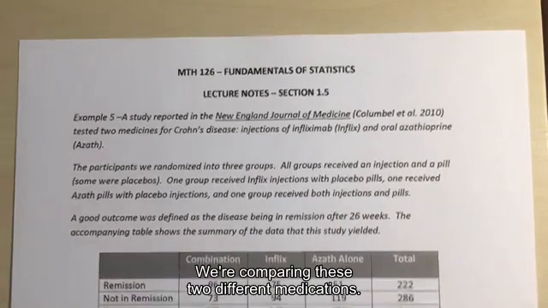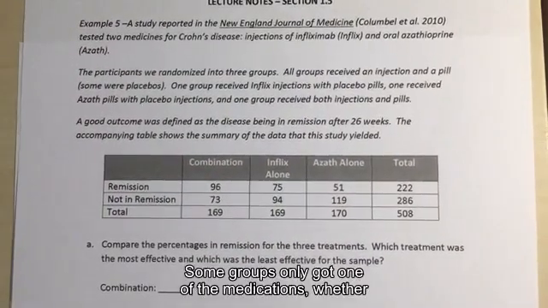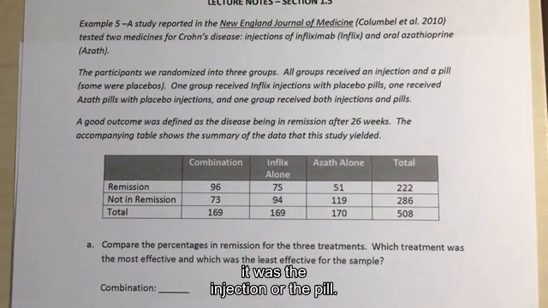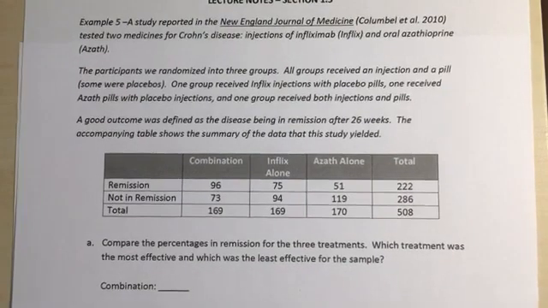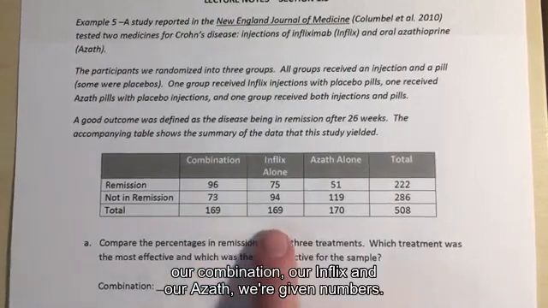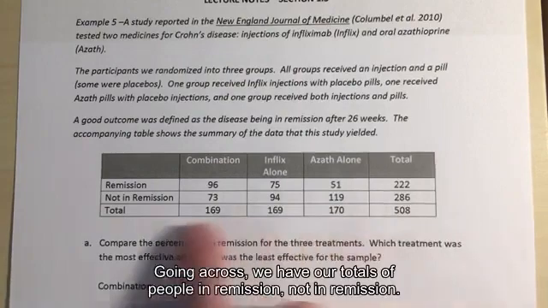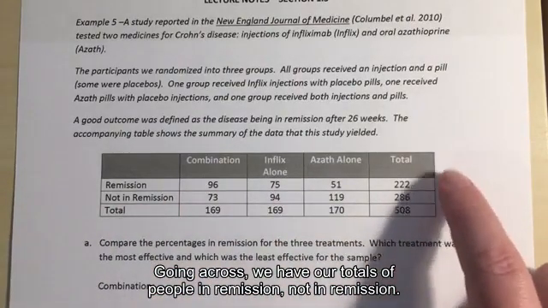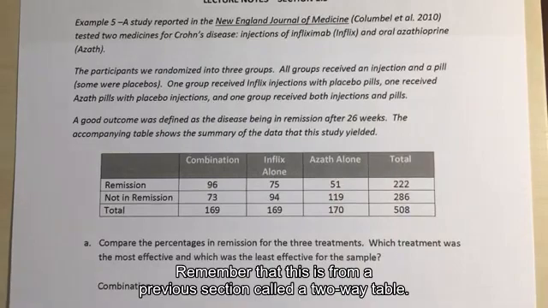So we're comparing these two different medications. Some groups only got one of the medications, whether it was the injection or the pill, and then one group of the three groups got a combination of both. Right? So for each of these different three groups, our combination, our Inflix, and our Azath, we're given numbers. Right? And then going across, we have our totals of people in remission, not in remission. Remember that this is from a previous section called a two-way table.